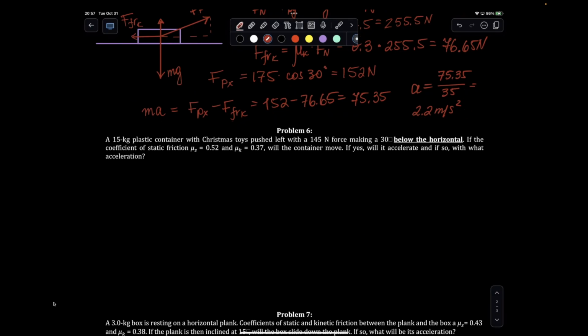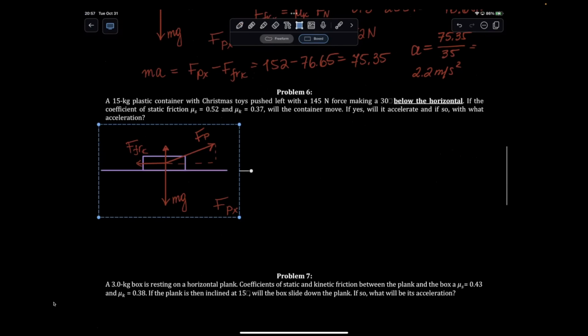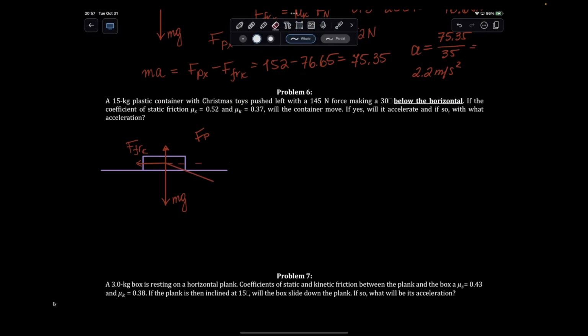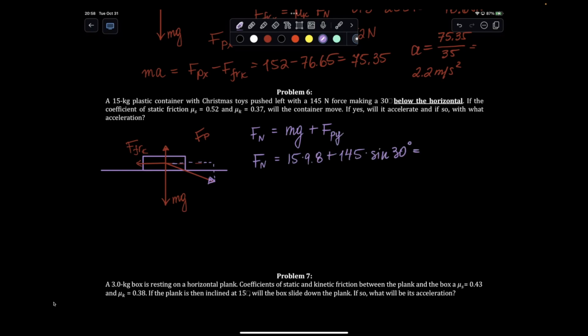So here we have the pull below the horizontal. I will have to rearrange. So instead of subtracting from gravity, I have to add it to gravity now, because see how it's pointing downwards? So in this case, my force normal is going to be mg plus FPY. That gives me 219.5 newtons. That is my normal.